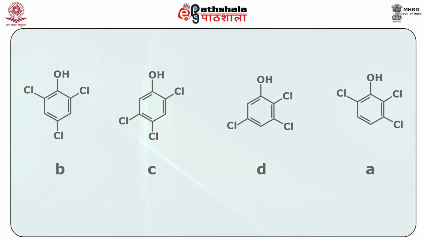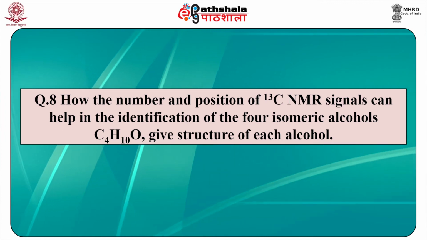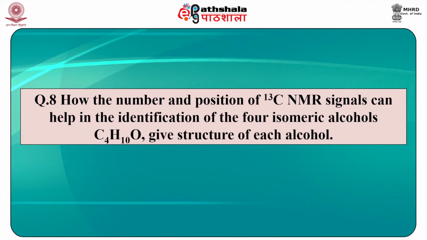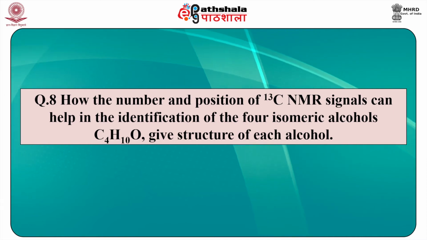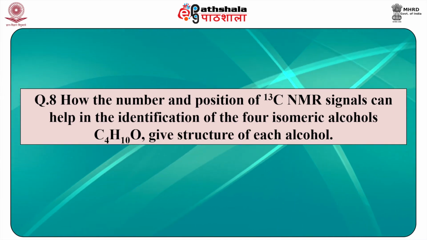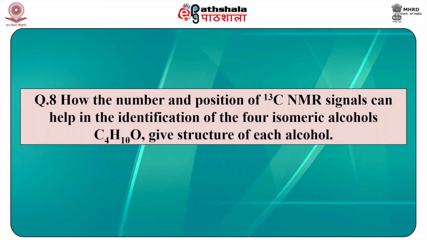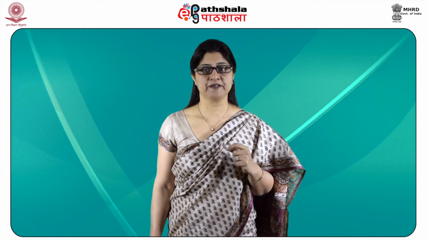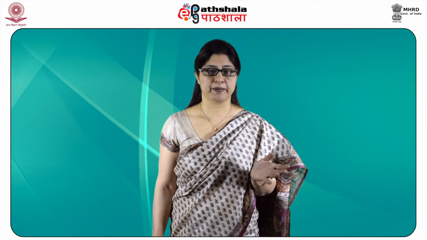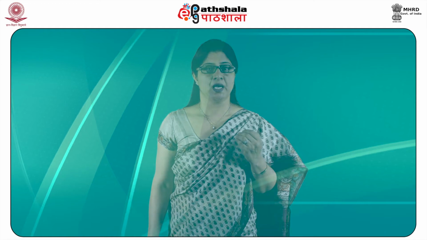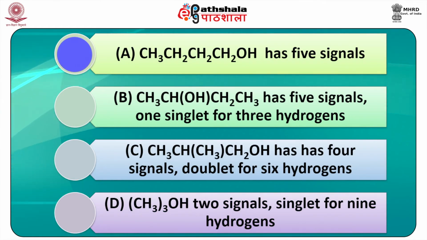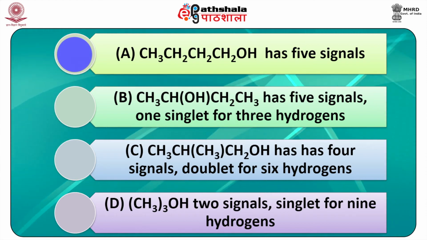How can the number and position of carbon-13 NMR signals help in the identification of 4 isomeric alcohols in the compound C4H10O? Give the structure of each alcohol. The given molecular formula would have 4 isomers, so we have to identify the different structures through the spectroscopic data. The first isomer, CH3CH2CH2CH2OH, has 4 signals, with the hydroxyl group at position number 1.